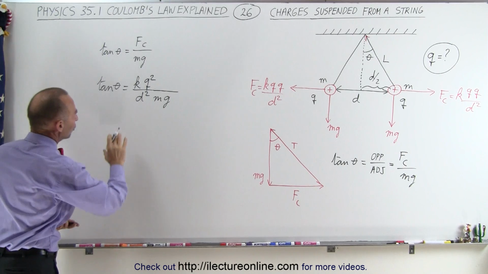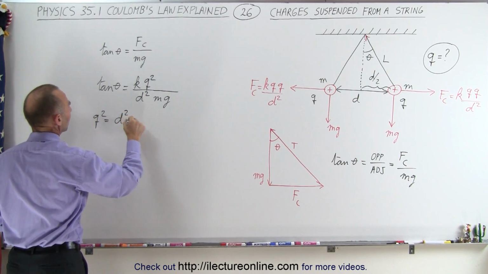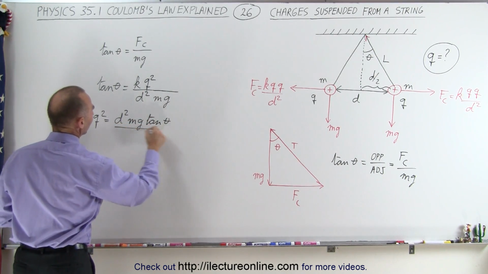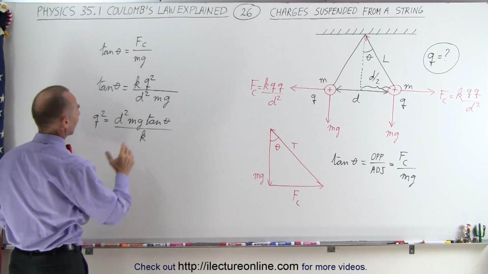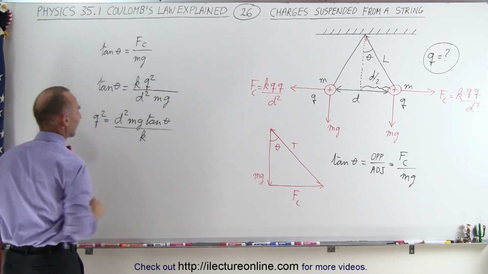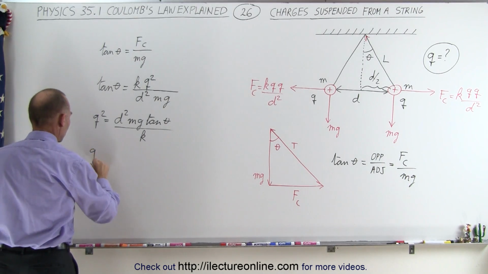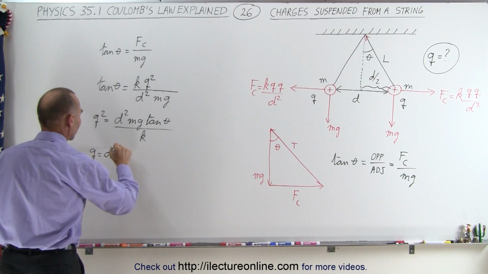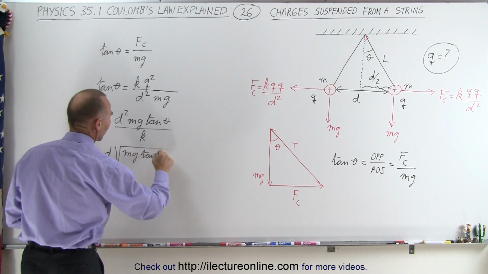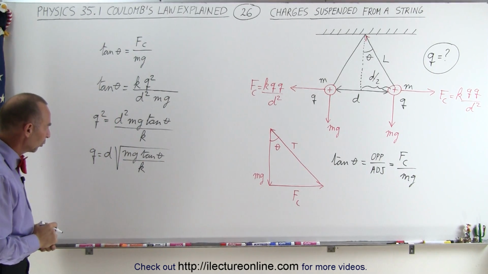So solving this for Q squared, we have Q squared is equal to d squared mg tangent of theta all divided by k. Let's see if that's correct here. So we have d squared mg comes over here, put that together, divided by k. Yes. Now, we then say that Q is equal to d times the square root of mg times the tangent of theta divided by k. Of course, k is 9 times 10 to the 9 newtons meters squared per coulomb squared.